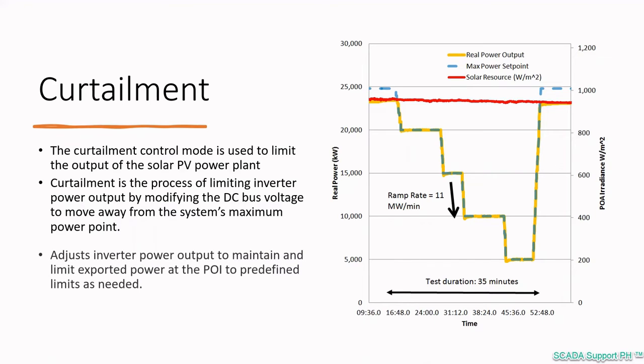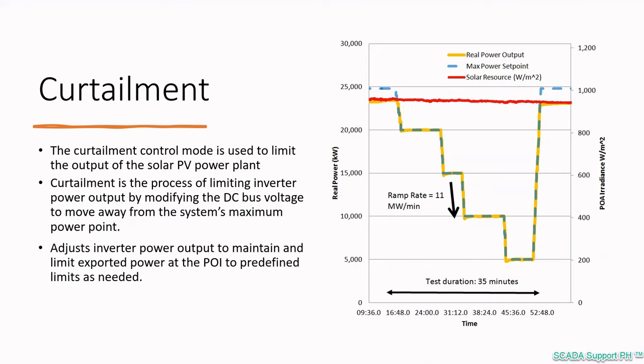When it comes to solar PV, the action of limiting the inverter's power output is done by modifying the DC bus voltage to move away from the system's maximum power generation. I can work on a more comprehensive presentation about curtailment and share it with you guys once available.